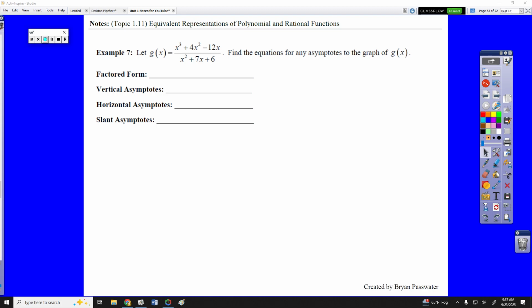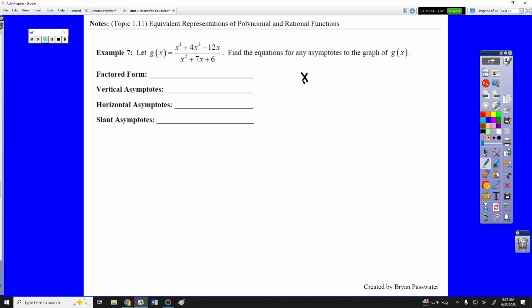So example 7 says let g of x equal x cubed plus 4x squared minus 12x over x squared plus 7x plus 6. Find the equations for any asymptotes of the graph of g of x. It does ask us also to find the factored form. So we're going to start with the factored form.